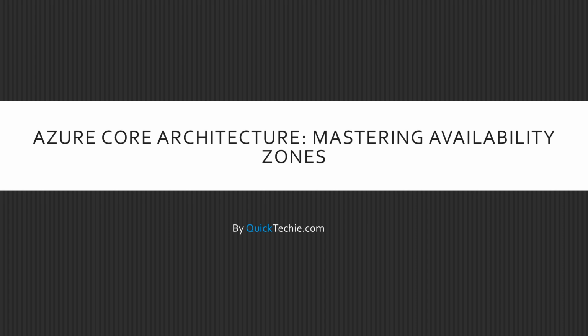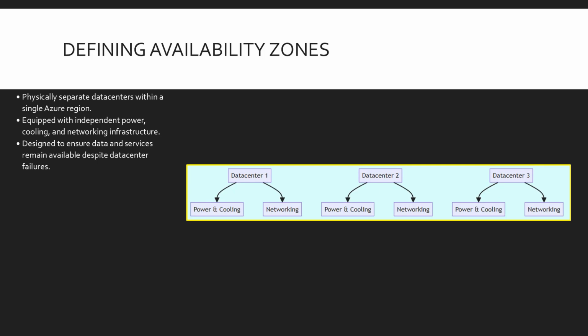Welcome. In this module, we will dissect a critical component of Azure's physical architecture, availability zones. We will move beyond the basic region definition to understand how availability zones provide high availability, fault tolerance, and physical isolation for your mission-critical workloads. Let's get started. To understand Azure resiliency, we must define availability zones.